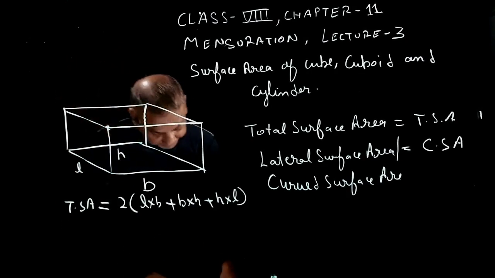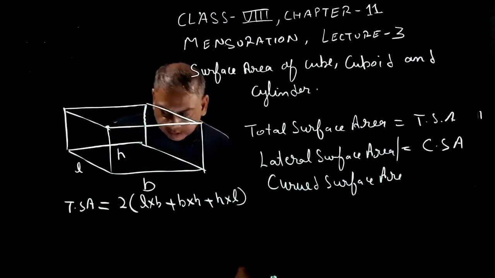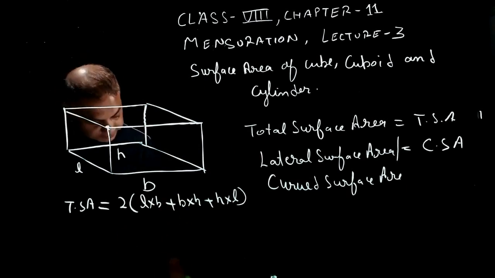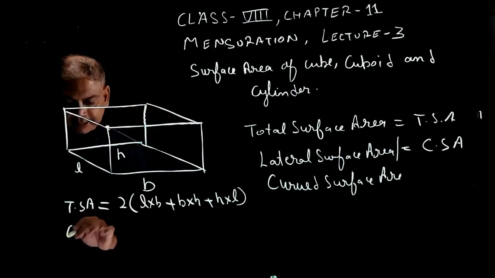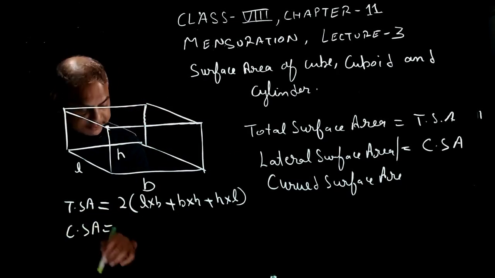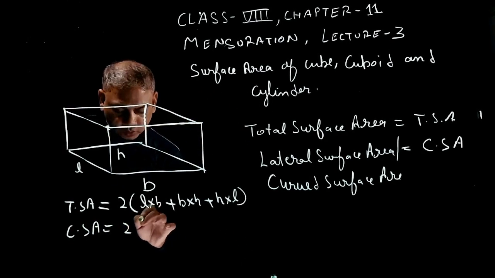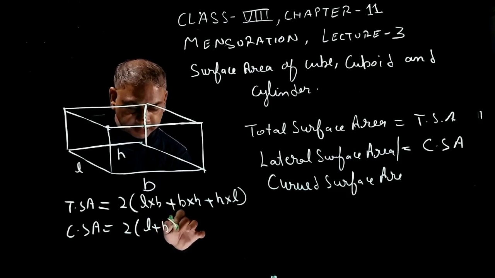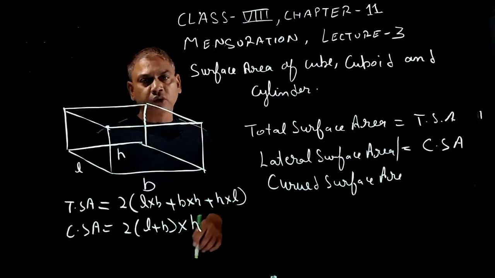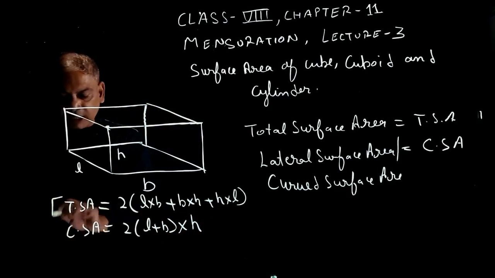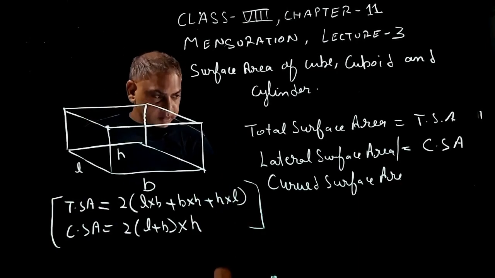Okay, now the second one, lateral surface area or curved surface area. Okay, CSA, it is given to you by 2 into L plus B multiplied by H. Okay, so do remember these formulas, they are very important.